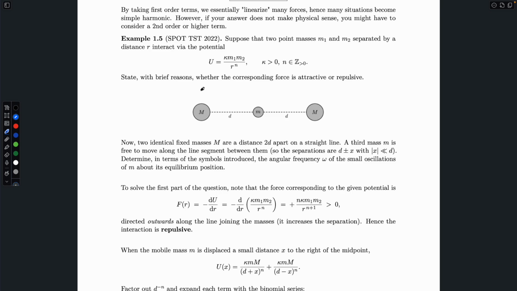So the idea is that part A is just determining whether it will attract or repel, which you can do using your dynamics knowledge. You just differentiate the potential to determine the direction of the force. And in this case, it turns out that the force is repulsive. So I won't talk much more about that. I'll focus more on the second part, which is they want you to determine the angular frequency of small oscillations.